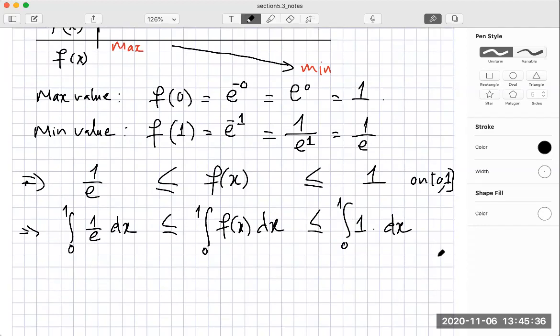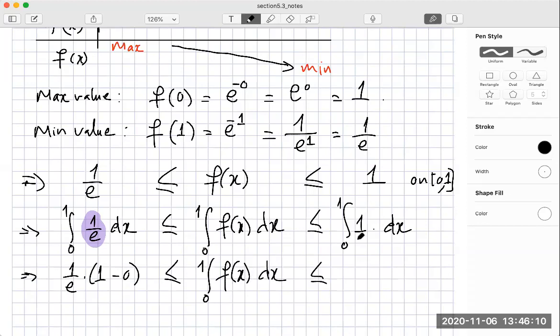Gary, can you help me? What do we have in the left-hand side here? One over e, yes, very good. It is 1 over e multiplied with 1 minus 0, right? Simply gives us 1 over e. And the right-hand side here would be 1 multiplied by 1 minus 0. Very good.